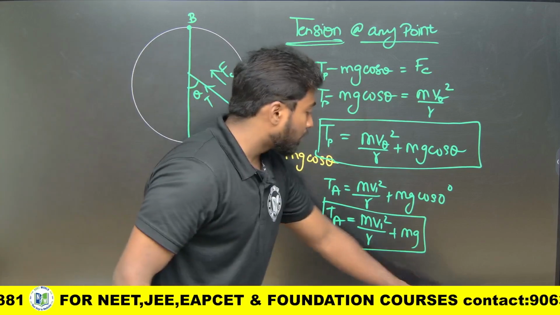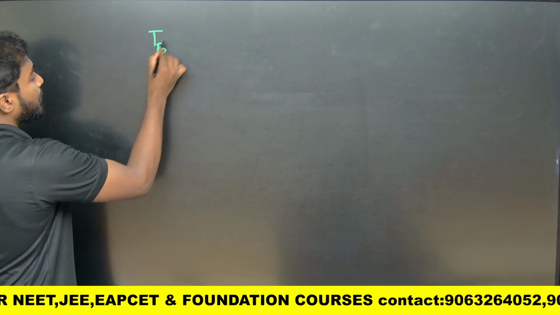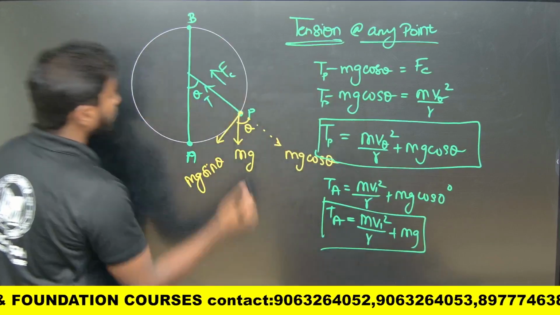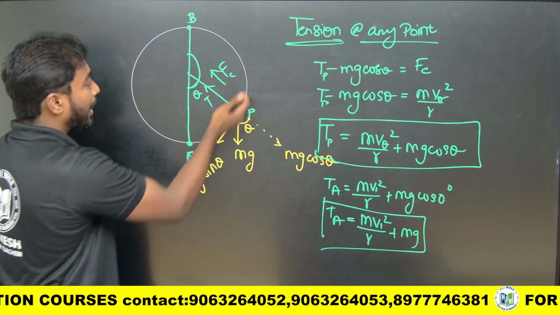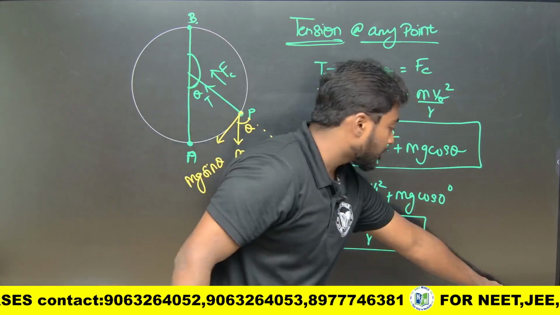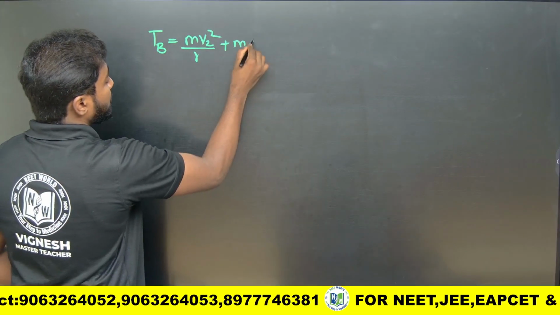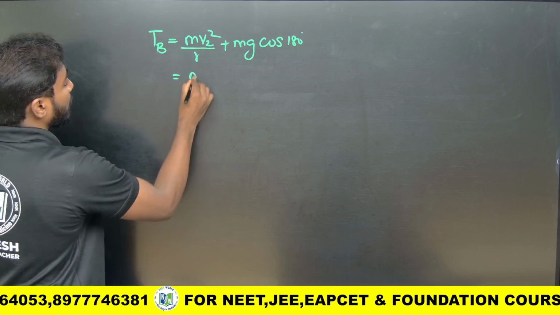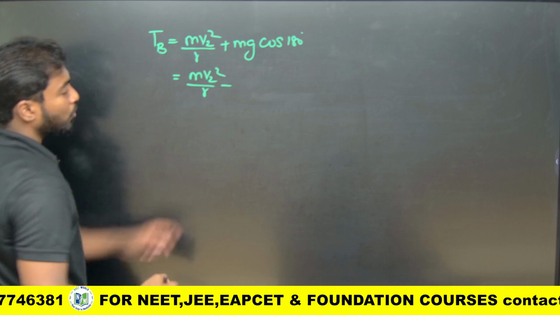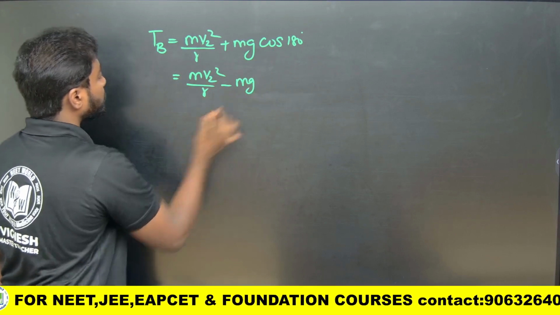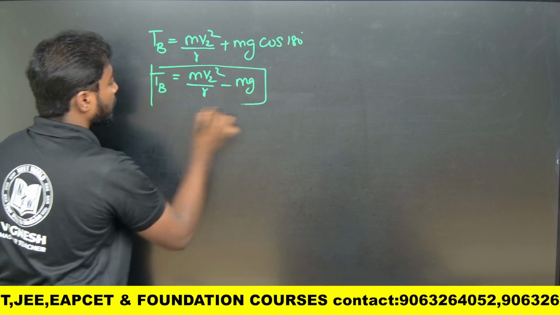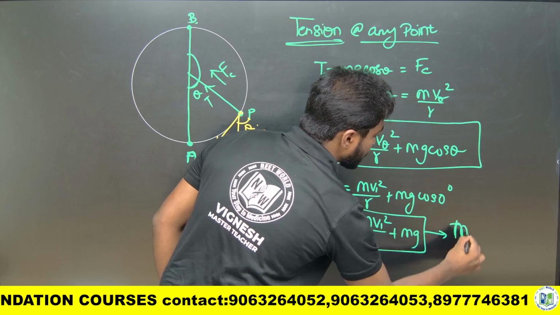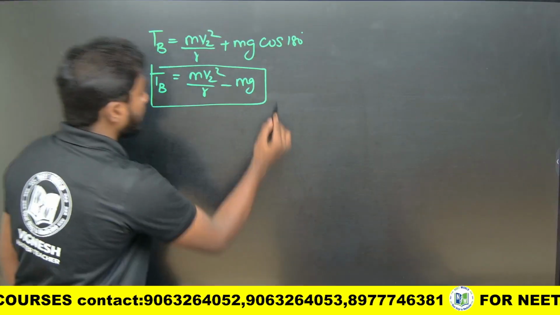Okay. When I talk about the tension at point B, TB is equal to mv2 square by r plus mg cos 180 degree. So the angle made here, this is the initial point, so the angle made is 180 degree. Cos 180 is minus 1, right? So mv2 square by r minus mg. So this is the tension at point B. This will be my maximum tension, and this will be my minimum.